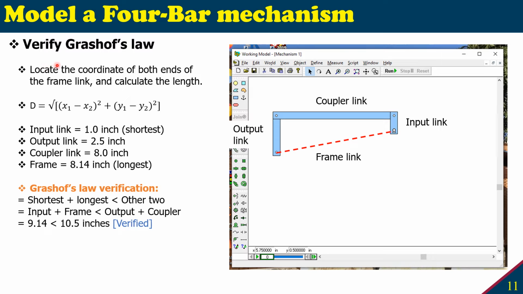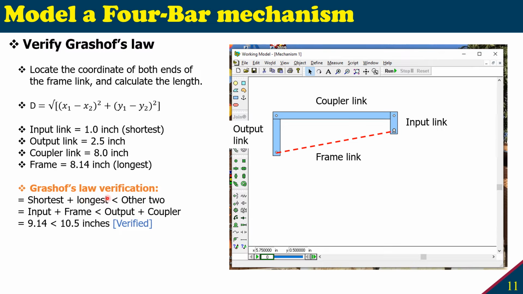So for this, we can find the coordinate. If you take your pointer to these 2 points, you can see the coordinates of these 2 points, and using this equation, you can find the length of the frame. As you already know, that frame is fixed, so we don't need a visible link here. So the frame length is found there, and that leads us to our minimum and maximum length link.